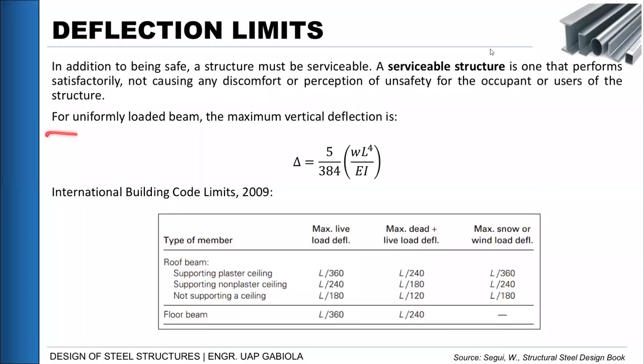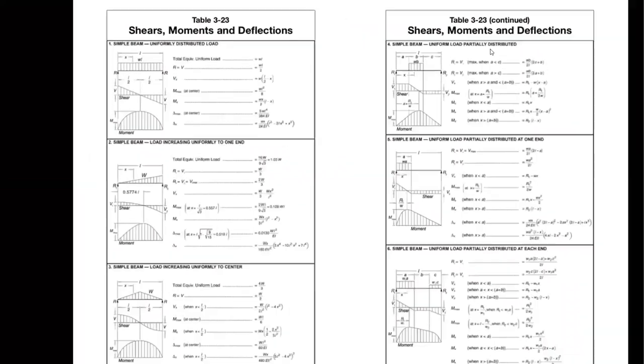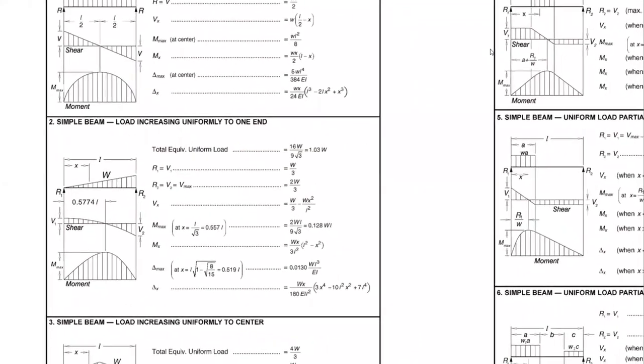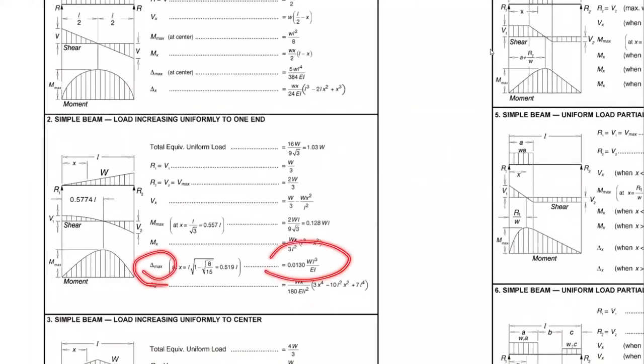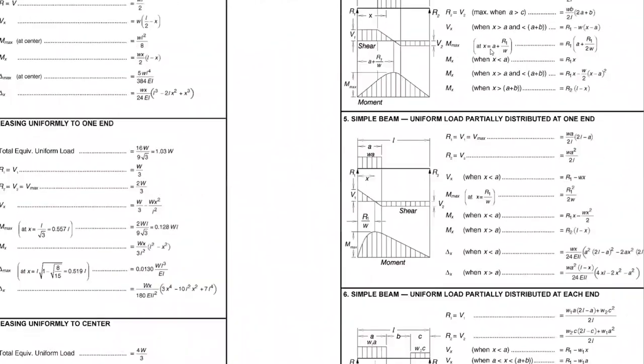And for uniformly distributed load, yung maximum vertical deflection daw natin is given by the formula. Okay? So if nag-iba yung condition ng ating beam, meron tayong pwedeng gamitin na table. Siyempre, 3-23. So you can use 3-23 and then look at the maximum deflection there. It's the same formula. Okay? Ayan o, maximum deflection, ito yung formula. So, depende kung anong masasatisfy na condition.